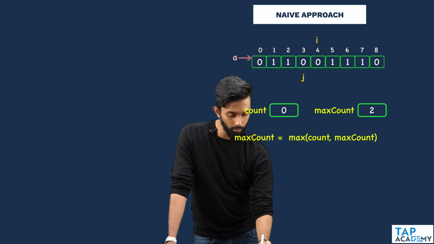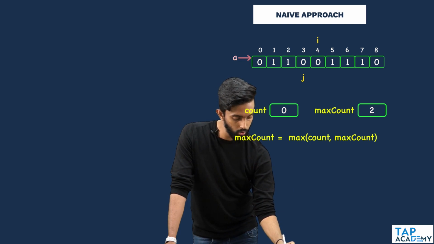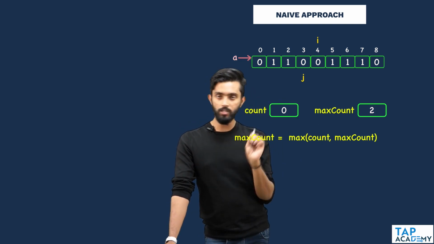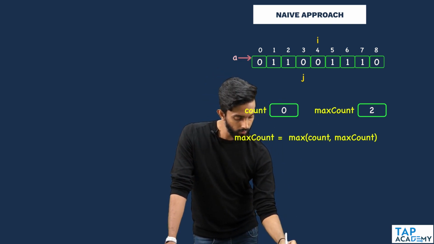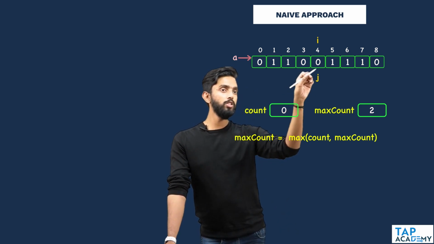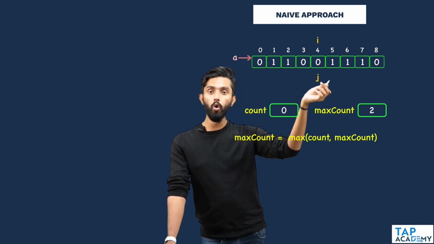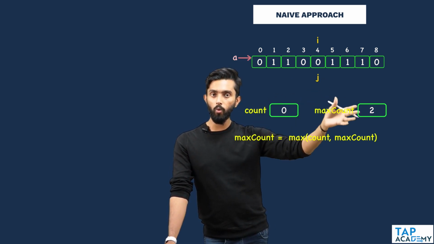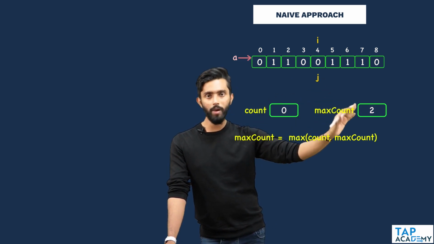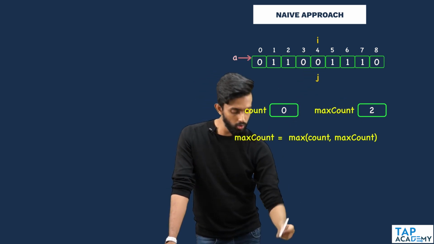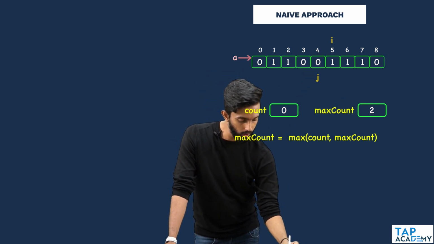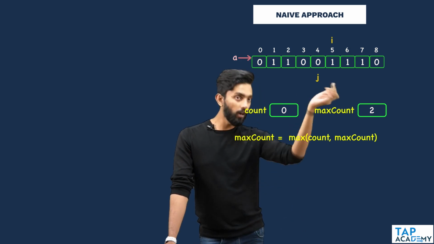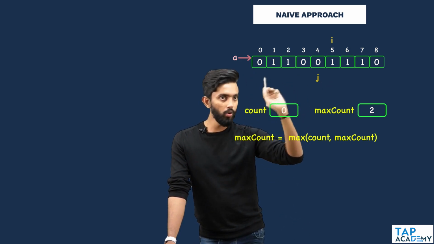Great. I moves forward. The moment I moves forward, count resets itself to 0. J begins from wherever I is. I will check, is the jth value 1? No. No means breakout. Breakout, and then check which is the max between count and max count. Even now it is 2 only, so max count remains as 2. I moves forward, and the count resets itself to 0. It was 0 only anyways.